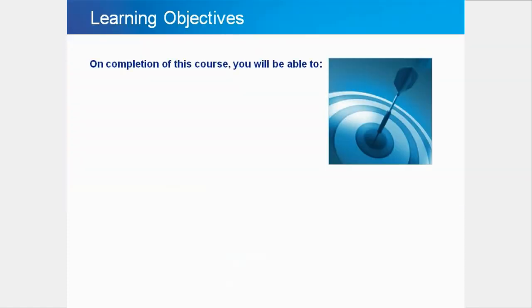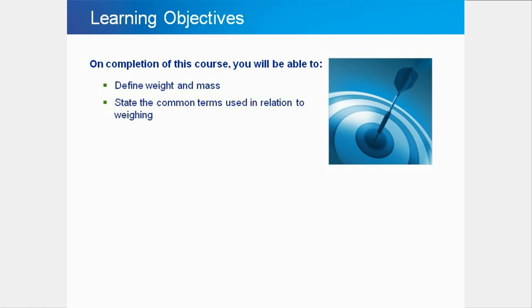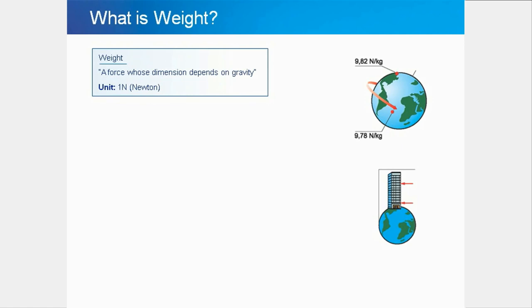On completion of this course, you will be able to define weight and mass, state the common terms used in relation to weighing, list types of balances, and state ways to eliminate adverse weighing influences. In this unit, we will look at common terms of weighing, weighing units, uncertainty of measurement, and its factors.